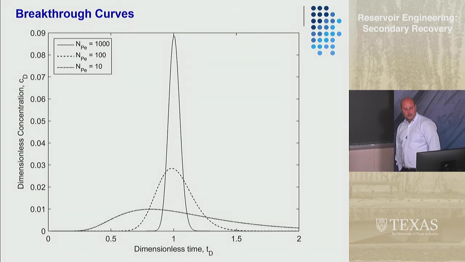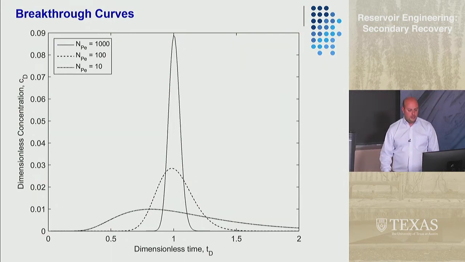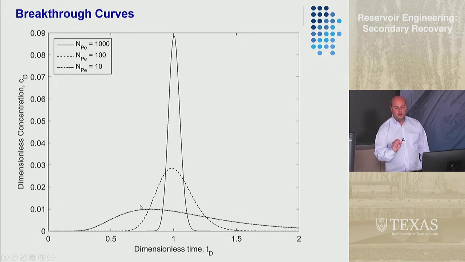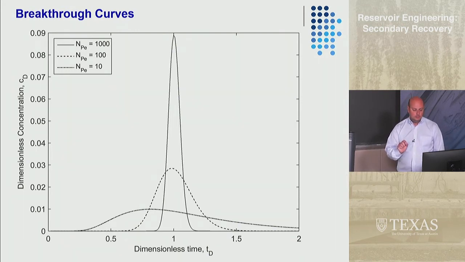And then if we look at the concentration versus dimensionless time, you'll see something like this. If your Peclet number was infinity, everything would come out at a dimensionless time of 1. But a Peclet number of 1,000 is similar to that. It's just a sharper peak. So what you have is a breakthrough time, which is the first time you see that tracer come out at your producer well.